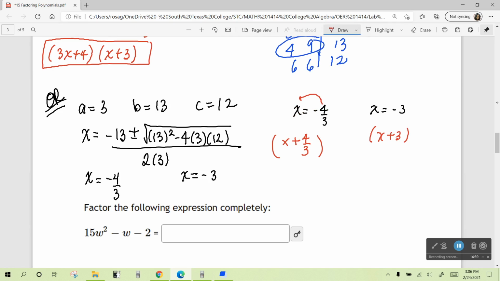Now, this doesn't look like the parentheses I have here. The only difference, every time you have a fraction like this, what you're going to do, you're going to take that number in the bottom and put it next to the x. See?